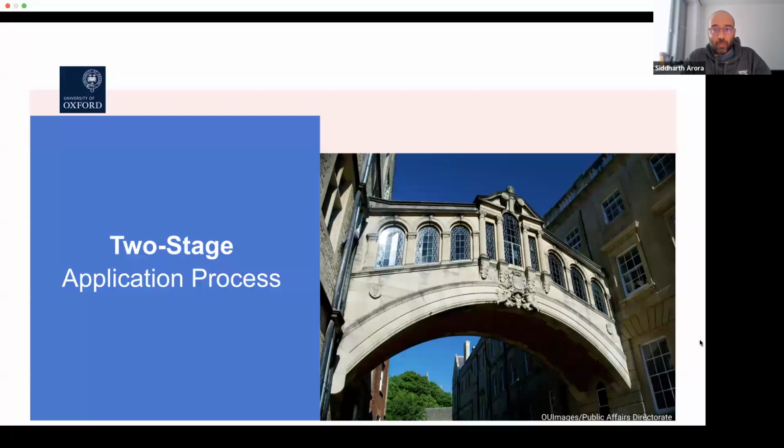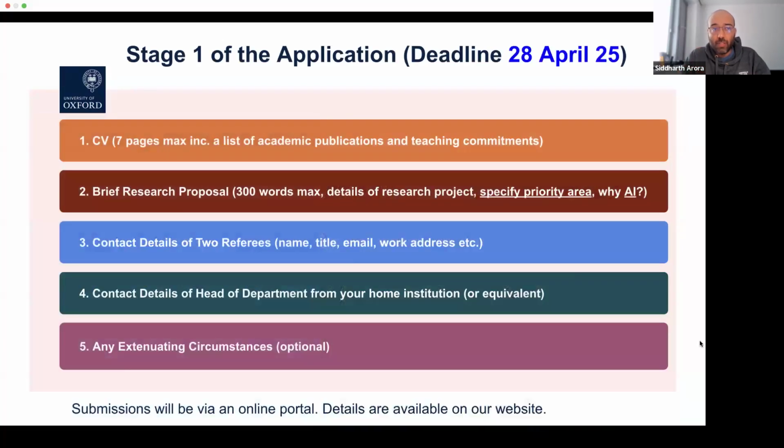So now coming on to how to apply. Having seen who can apply and what the structure is like, it's a 2-stage application process. The most important thing we need to be clear about at this point in time is what is stage 1. The deadline of stage 1 is 28th of April, which is in 2 weeks' time. The fellowship call has been open since 28th of March. You have 2 more weeks left.